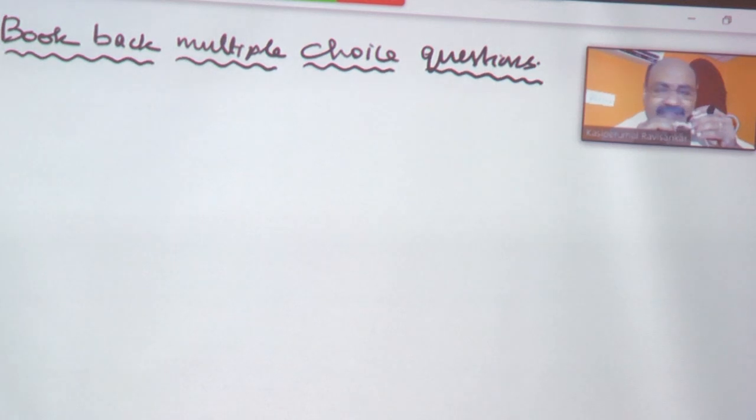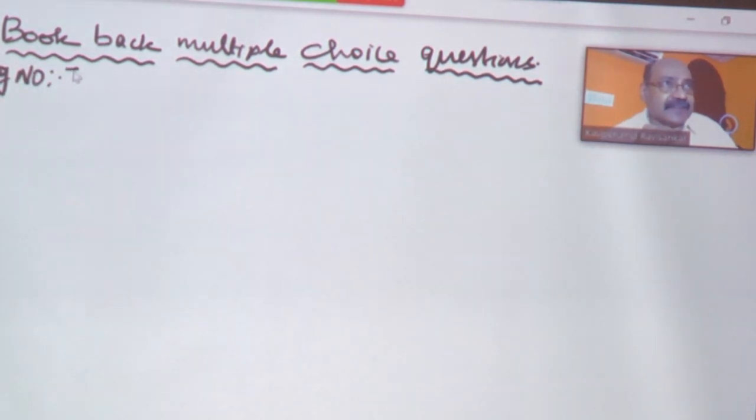Now go through the first question. Take your book to page number 73. On page number 73, you have the first problem. Two identical point charges of magnitudes minus q are fixed as shown in the figure below.